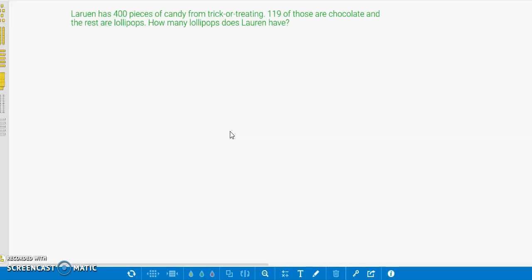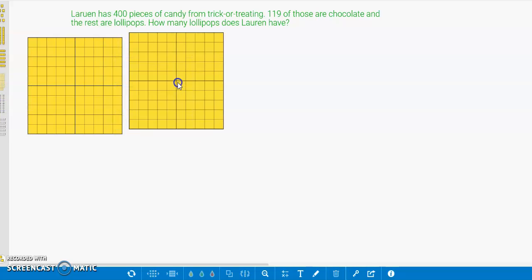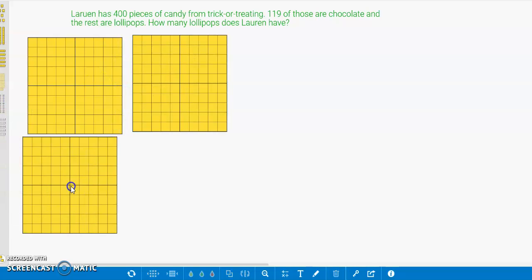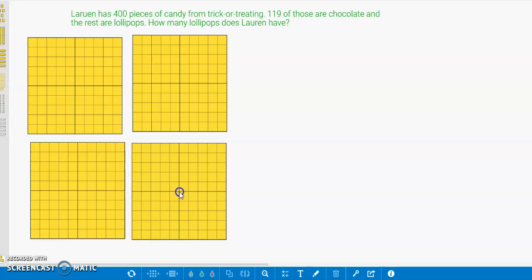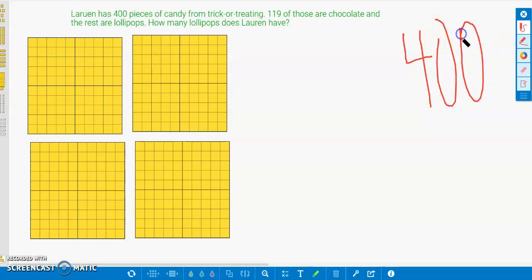So let's think about that. She has 400 pieces of candy. How can we represent this with our base 10 blocks? We know that 100 flat is 100. So we can say 100, 200, 300, and 400. We also want to represent this with an equation. So let's go ahead and write our number, 400.